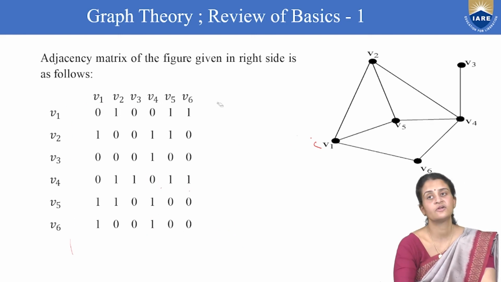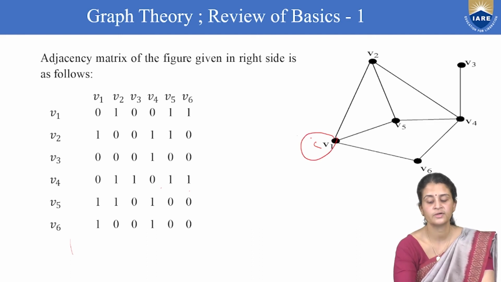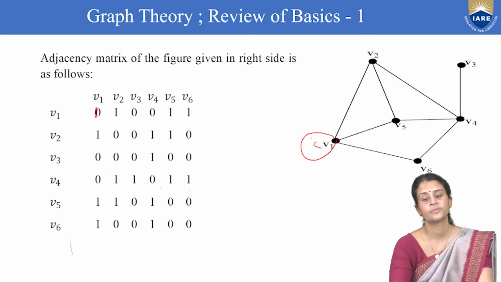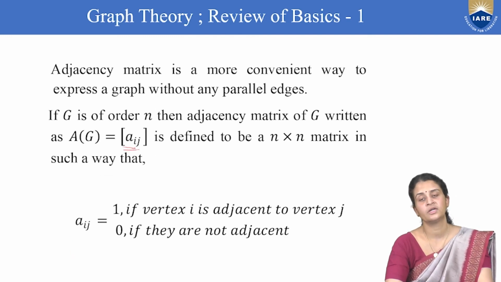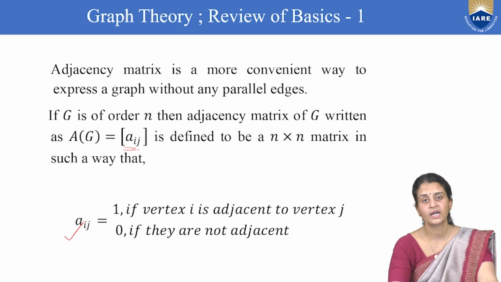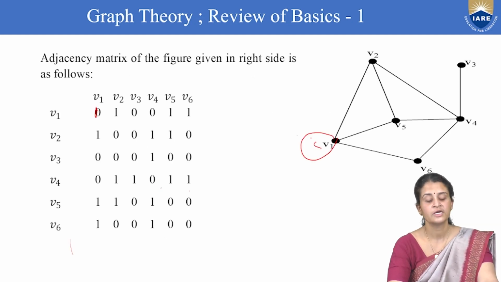If there were some self-loops, what would happen? Suppose I have a self-loop here, then this place will be replaced by 1. The definition of this adjacency matrix does not permit parallel edges. Parallel edges are also termed multiple edges. They are not permitted here in this adjacency matrix.